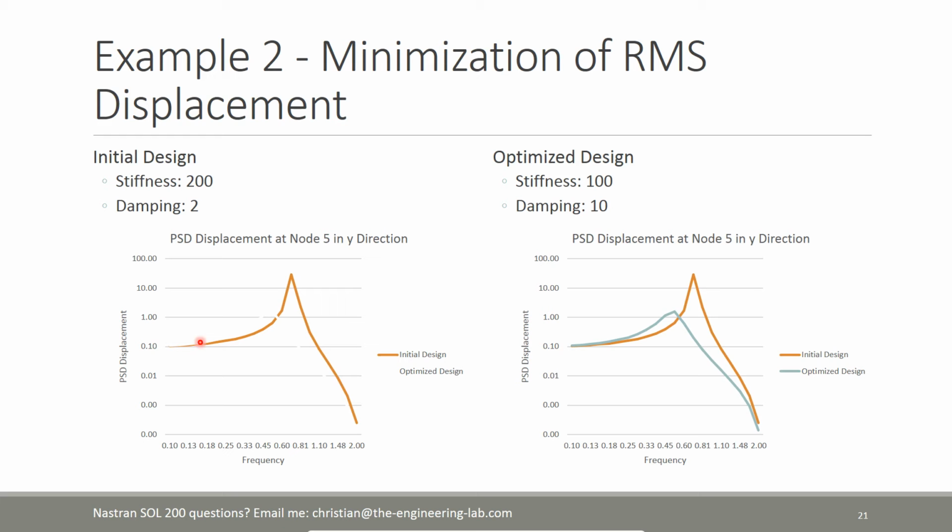Here in orange is what the PSD displacement at node 5 looks like for the various forcing frequencies. By minimizing the RMS value of displacement, this will produce a new PSD displacement function that you see here in blue. And you can see that the area underneath is a lot lower than it was before. So here in blue is what we're ultimately going for. The stiffness and the damping goes from 202 to 110.